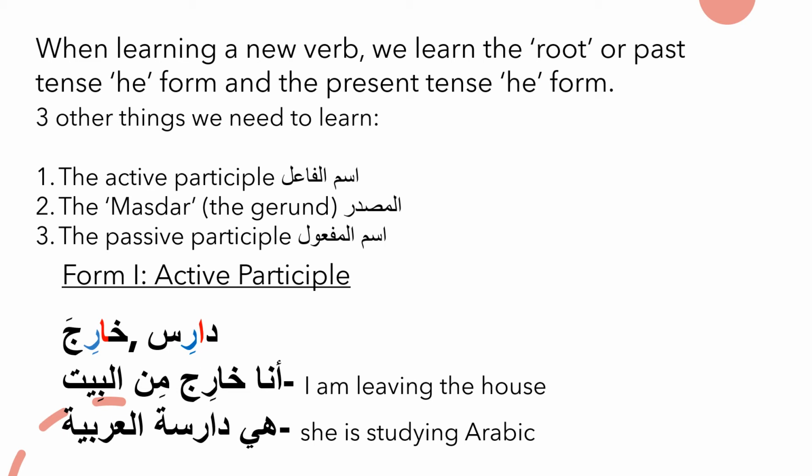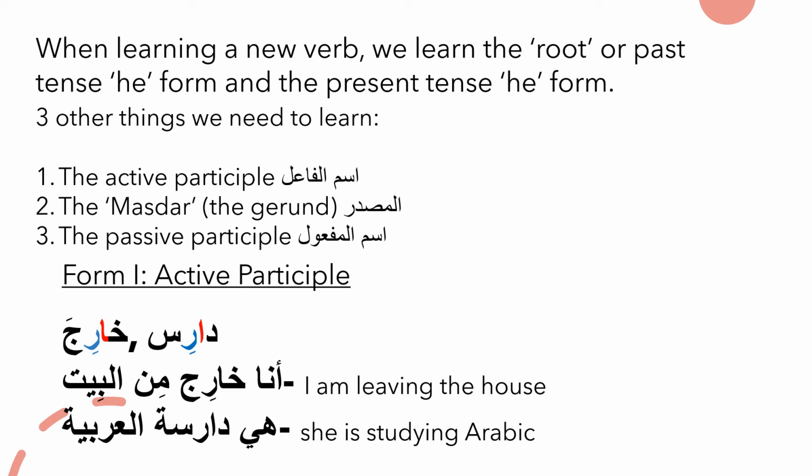al-bayt. Because I'm female and because these active participles act a little bit like adjectives, I would have to add ta marbuta to the end. So ana kharija min al-bayt. We can see that in our example here. هي دارسة العربية. She is studying Arabic. What this can also mean is the person who does the thing.